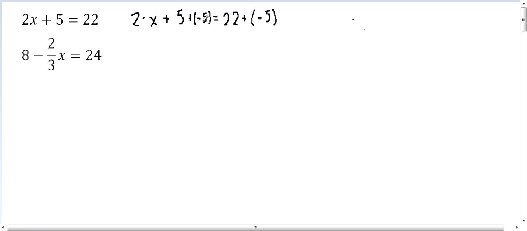Five and minus 5 will add together to give 0, the additive identity. And 22 plus minus 5 is 17. Since 0 is the additive identity, when we add it to 2 times x, we end up with 2 times x.